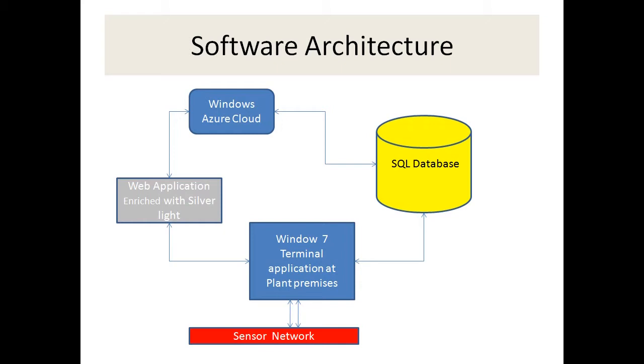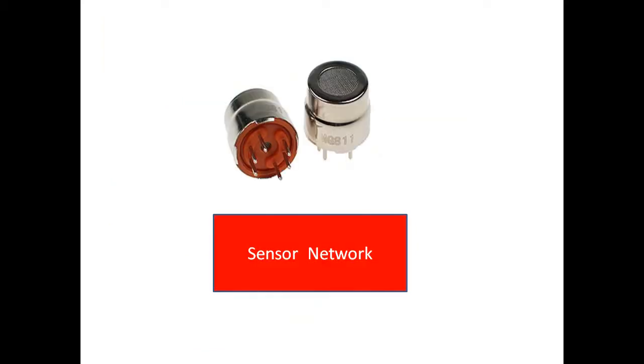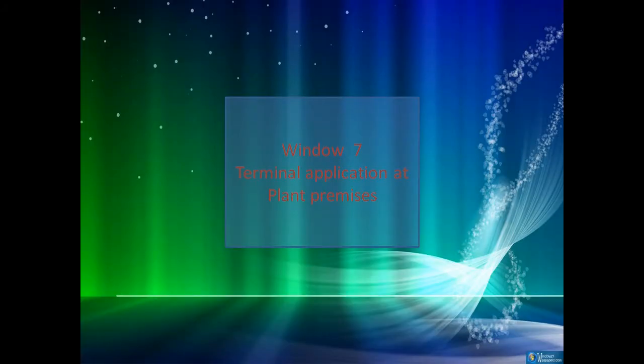This web application resides in the terminal of non-governmental organizations or the organizations which are interested in mitigating global warming. You can see our sensor networks. Sensor networks typically consist of gas sensors, CO2 sensors, nitrogen oxide sensors. Then we have a Windows 7 terminal application at plant premises.